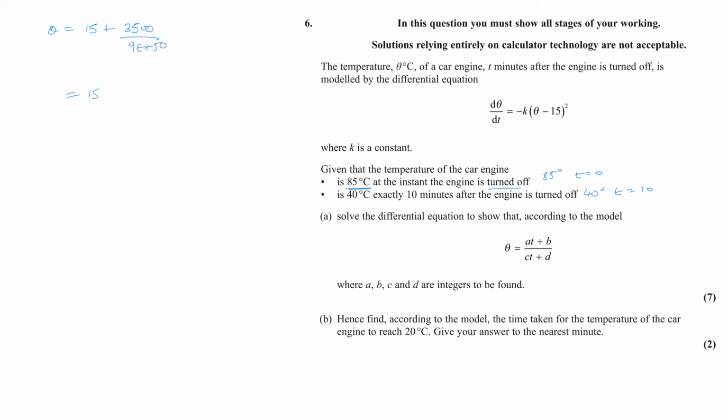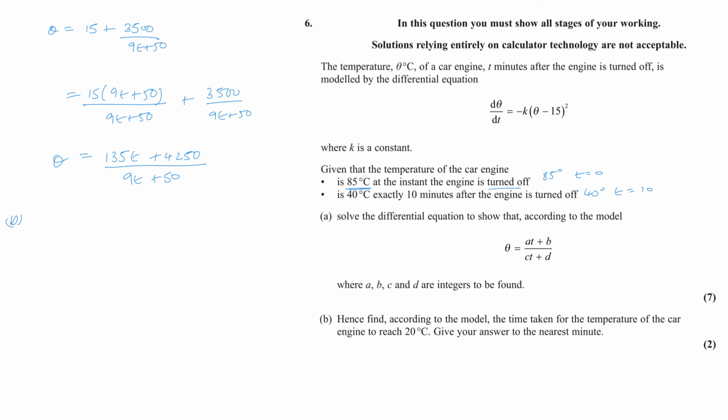So it's 15 times (9t plus 50) over (9t plus 50) plus 3,500 over 9t plus 50. That's what we got. So 15 times 9 gives me 135t. 15 times 50 is 750 plus 3,500 is 4250, and that's over 9t plus 50. So that is my theta then.